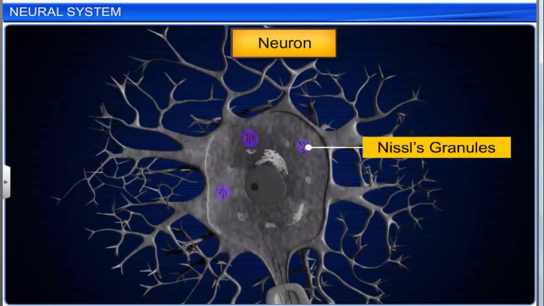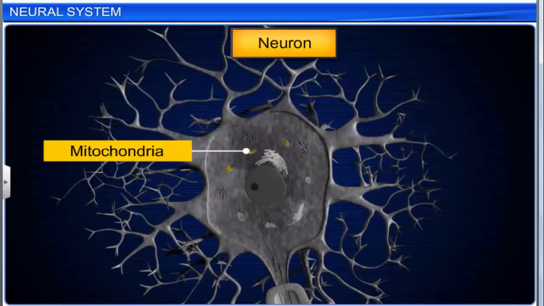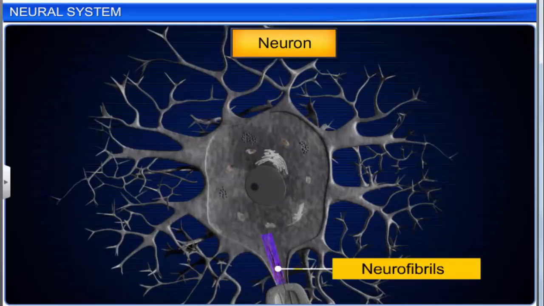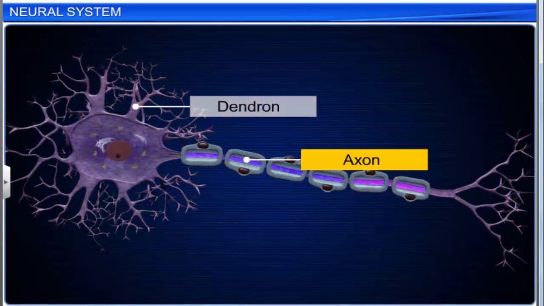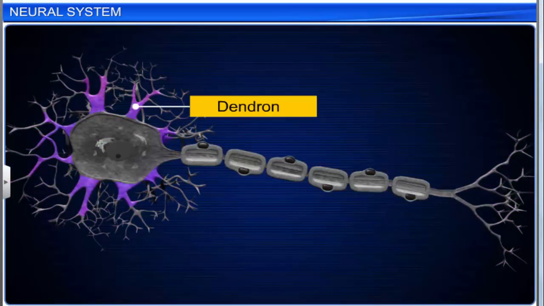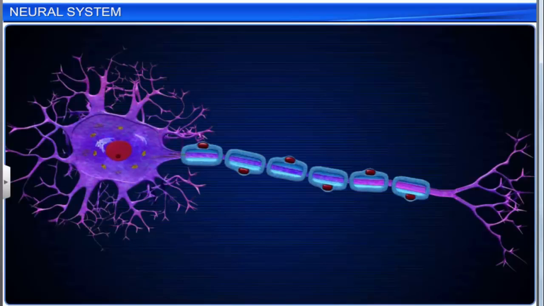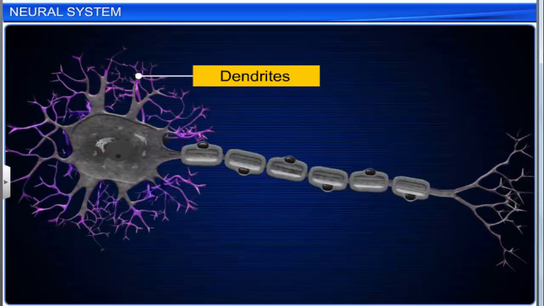granular bodies called Nissl's granules, which help in protein synthesis, a large number of mitochondria to provide high energy for the conduction of impulses, and thread-like neurofibrils, which help in the conduction of impulses. Nerve processes are of two types, dendrons and axons. Dendrons can be one or more in number. Their fine branches are called dendrites. They transmit impulses towards the cell body.